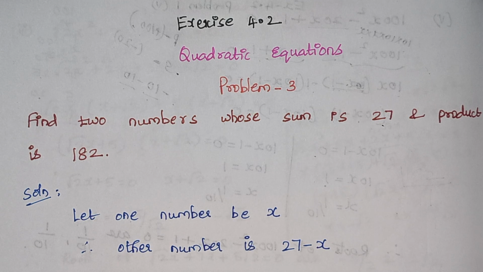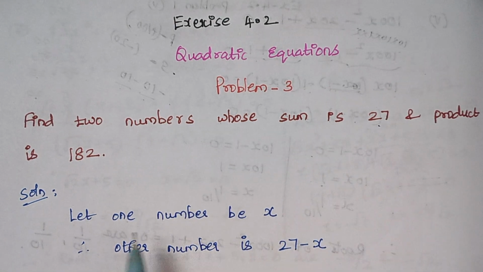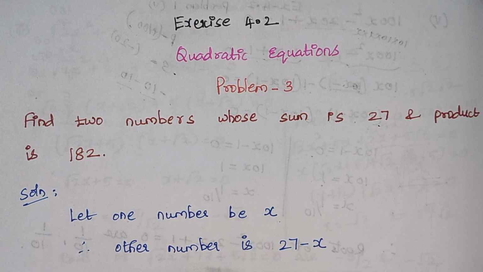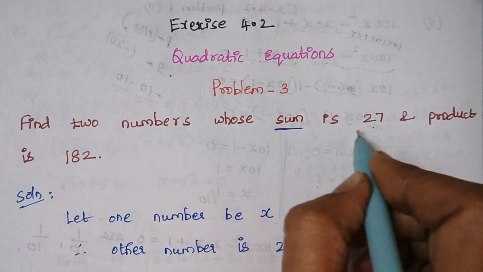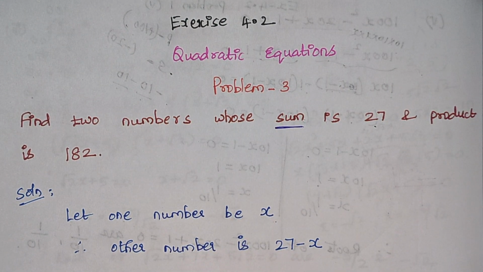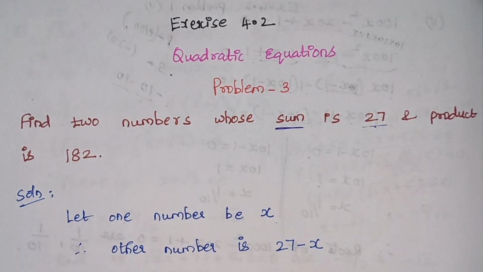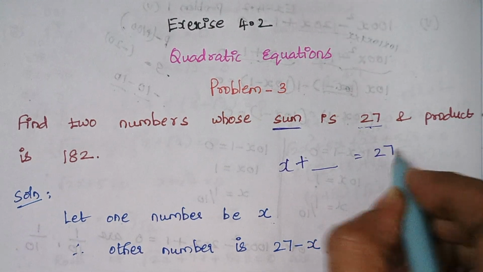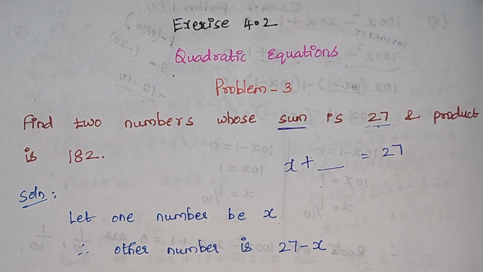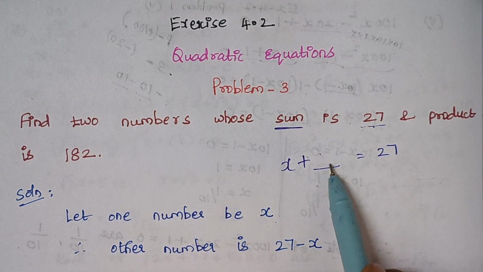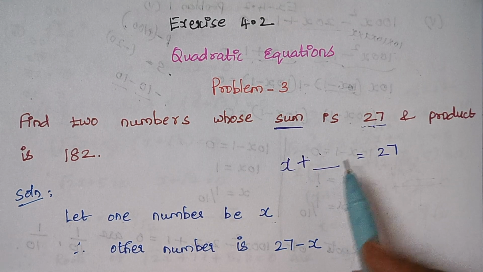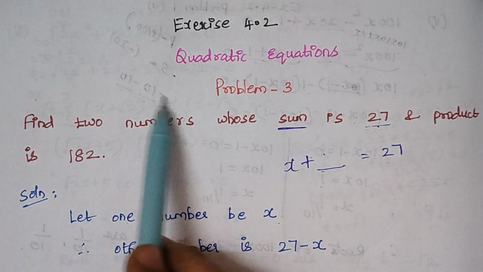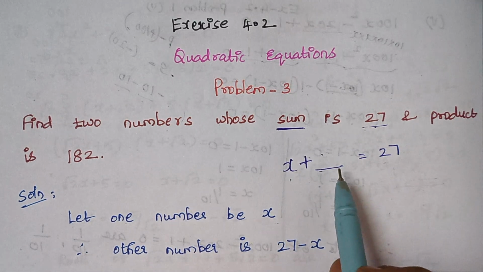So the first step here is, we are selecting one number as x. And what about the other number? You see here the sum is 27. When you add two numbers, the answer is 27. So x plus some number is equal to 27. I could write this as y, but it would lead to some confusion. One number is x and the other number is something.